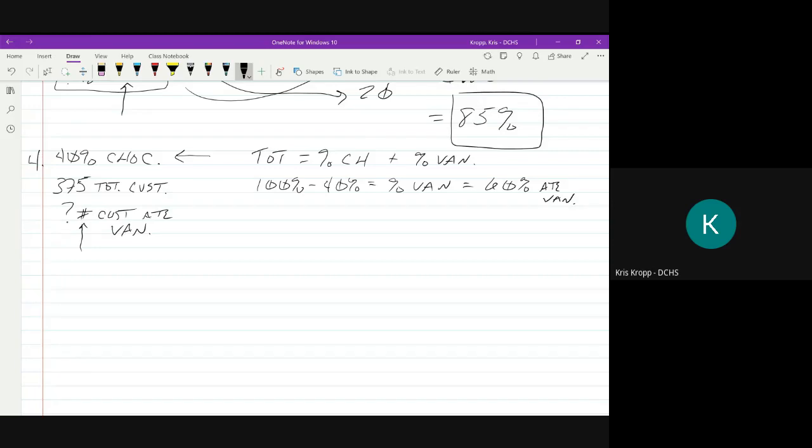Now, I need to know how many customers 60% is. Well, we can do 60% of 375. But before we do that, remember that you always have to divide a percent by 100 to get rid of that percent label and actually use it in a problem. So when I work out the problem here, what I really have is 0.6 times 375 customers, and that will tell me how many customers ate the vanilla, because 0.6 is the 60% that we calculated. So 60% of 375 is 225 customers ate vanilla ice cream.